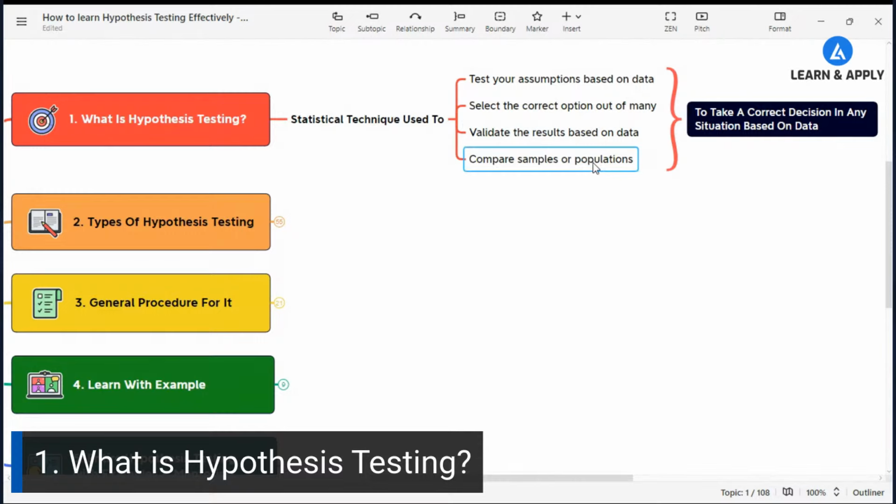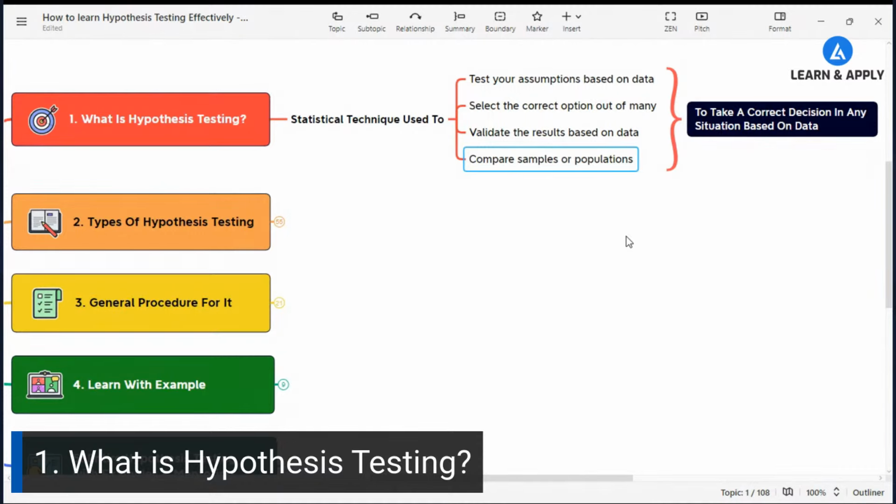Compare samples or populations. Again, if you want to compare many things, let's say if you are going to compare two samples, whether dependent or independent, or when we are going to compare three samples or more than three samples, in that case, we are going to use hypothesis testing.